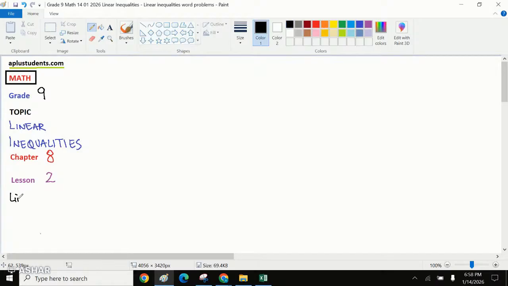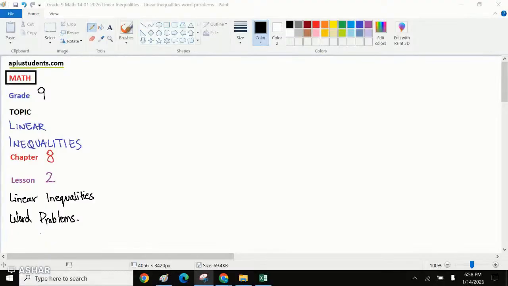We are doing linear inequalities, and we would be doing word problems today. We would be looking at different questions, different scenarios, and how we can create inequalities out of it. Okay, so let me just copy and let's go to this first. We go to math, we go to grade 9, chapter number 8, and lesson number 2.